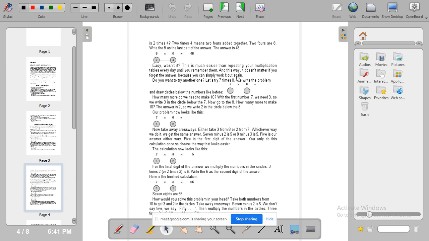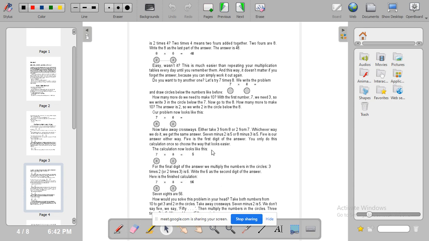Do you want to try another one? Let's try 7 times 8. Now in your head, you ask yourself, how many do I need to add to 7 to get to 10? So you put down 3. How many do I need to add to this to get to 10? 8. You put that one also down. Once you do that, you realize that we have 2 there. What is next?